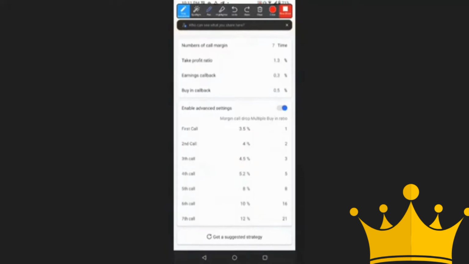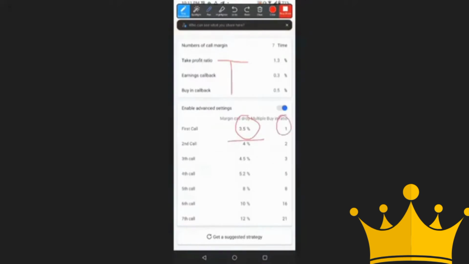Now let me show you what these 7 calls mean. For example, you bought the coin at the price here. Once you bought, the price, instead of going up, started to go down. The minute the price goes down by 3.5% from your entry price, the bot will automatically execute to buy the same coin one more time.